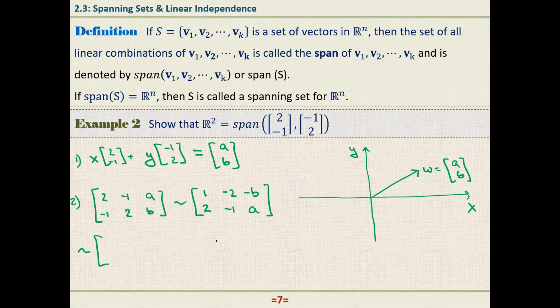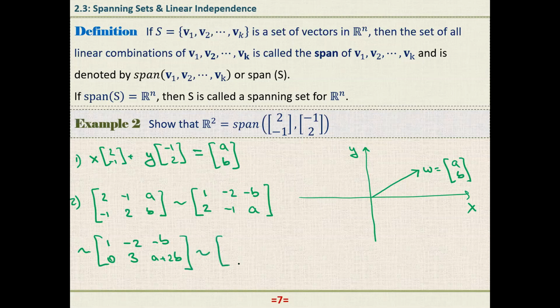And if you multiply the first row by -2 and add it to the second row, here we have 1, -2, -B. -2 plus 2 is equal to 0. And here we have -2 times -2, it is 4. 4 plus -1 is equal to 3. And here we have -2 times B, it is 2B. So here we have A plus 2B, right?